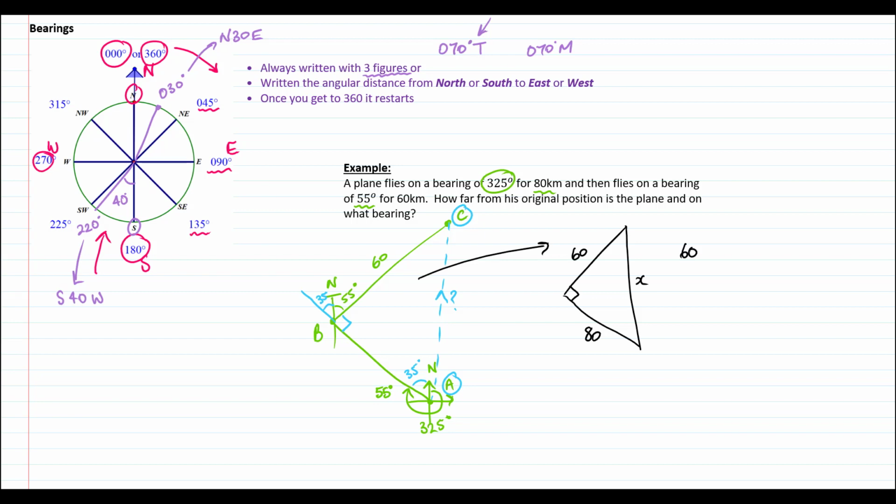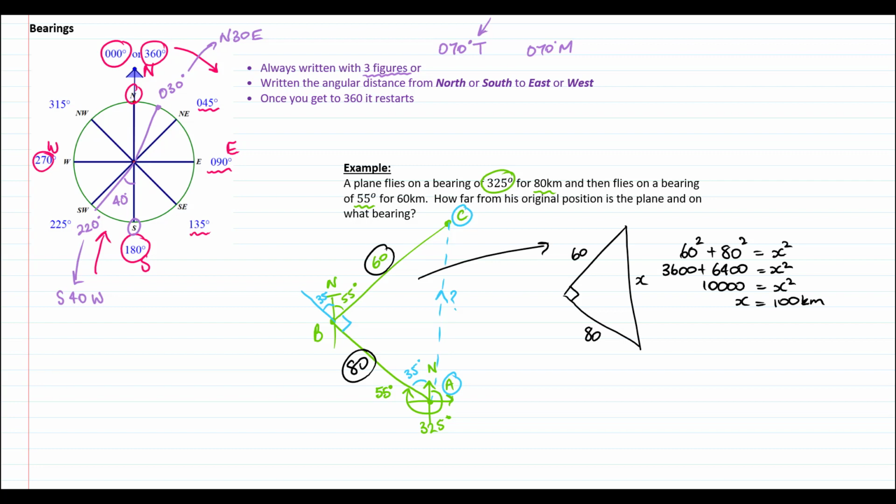So I have 60 squared plus 80 squared equals x squared. So that gives me 3600 plus 6400 equals x squared, and that gives me 10,000 equals x squared, and that of course gives me x equals 100. So it's now 100 kilometers from his starting position. Keep in mind that because this is 80 and this is 60, we're expecting him to be no further than 140 from the starting position, so just keep that in mind as a bit of an estimate.